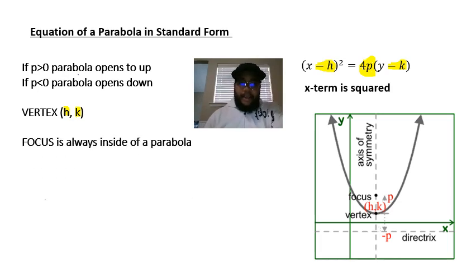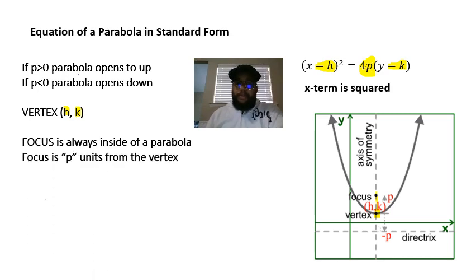The focus is always inside the parabola, and it is basically controlled by p. With the vertex being right there, basically at the middle of the parabola, the focus is going to be p units away from the vertex. So if p is positive, you're going to go up p units. If p was negative, you'd go down p units, and your parabola would wrap around going down like that. So we're going to go up p units to get the focus, p units from the vertex.